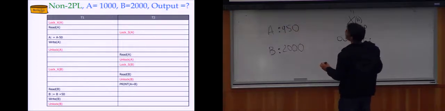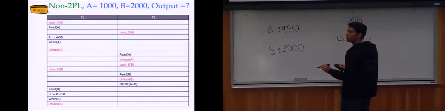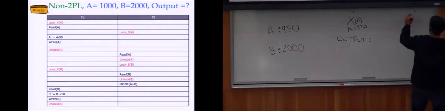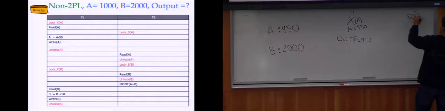Oh, oops, we left out something. We left out in step 3 that T2 got a shared lock on A. How? I don't know. It's not two-phase locking. This is crazy locking, okay? So T2 has a shared lock on A. Why? I don't know. It just does. This is a buggy implementation.